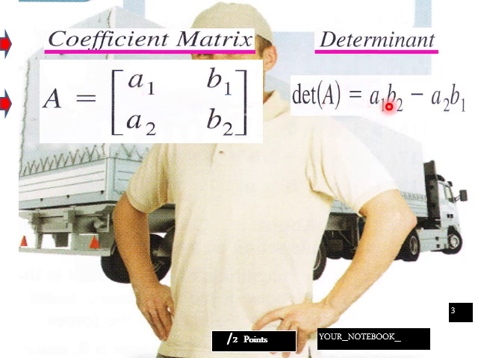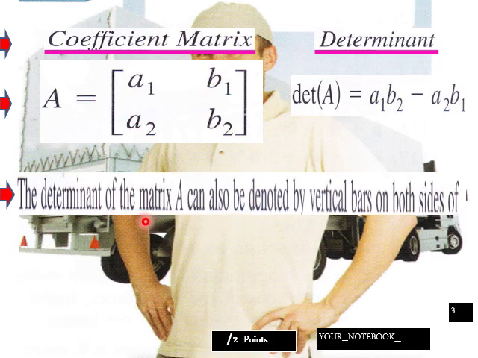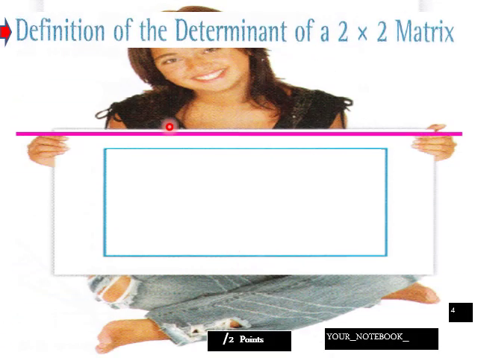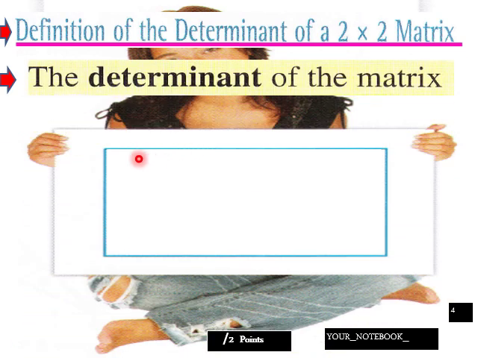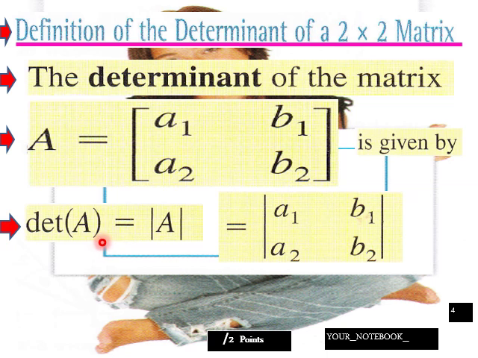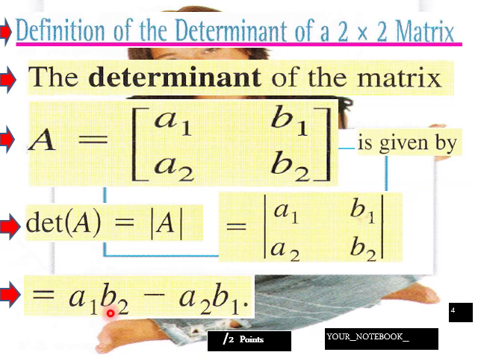So here is a matrix, and here would be your determinant. The determinant of A would be a1b2 minus a2b1, so you have almost like a cross multiplying thing going on. The determinant of matrix A can also be denoted by vertical bars on both sides of the matrix, as indicated in the following definition. Definition of the determinant of a 2x2 matrix: the determinant of the matrix A is given by det A equals the absolute value bars around A, or a1b2 minus a2b1. That is how you figure the determinant of a matrix.